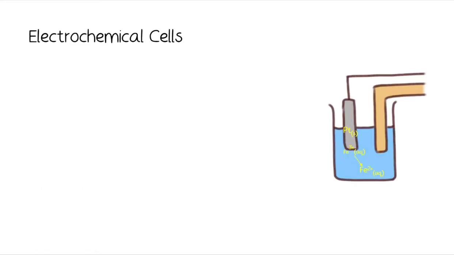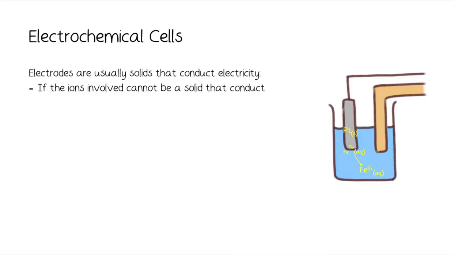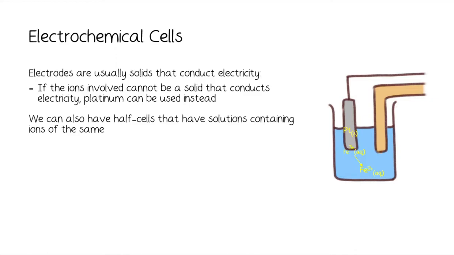Okay, so when designing electrochemical cells, the electrodes are usually conductors, and they're usually the metal of interest. However, sometimes we're in scenarios where the ions involved can't be a solid. So when we have that scenario, we use platinum instead. An example of this is when we have half cells that have solutions containing ions of the same element. An example is Fe3+ and Fe2+ here. So we're not going from solid Fe to these ions here. We've actually got Fe3+ going to Fe2+ and vice versa. So we can't really use solid Fe as an electrode. So in these scenarios, we use platinum instead.